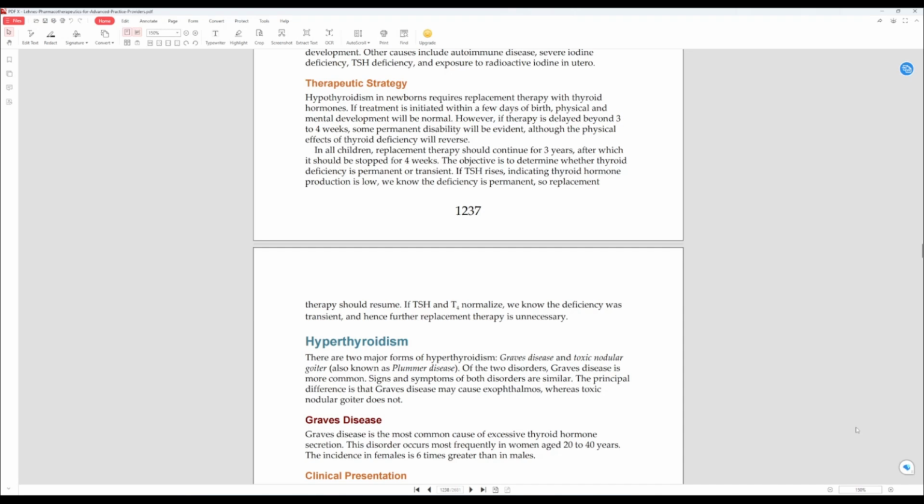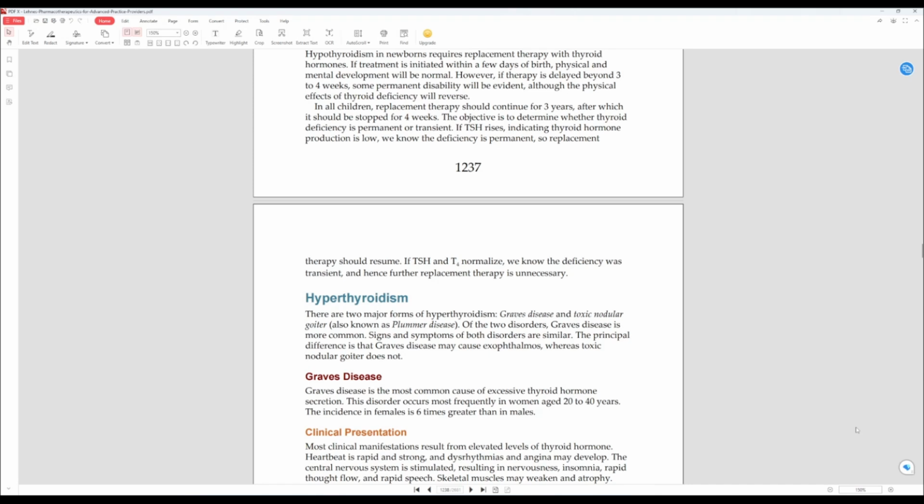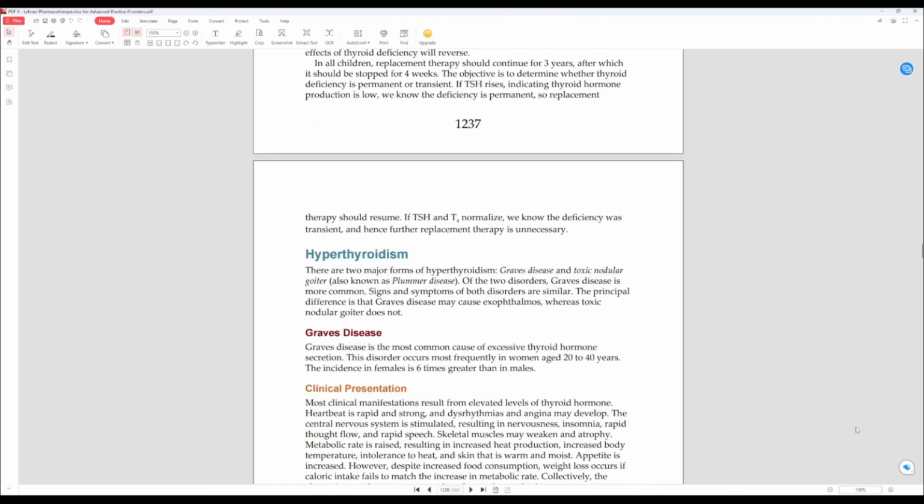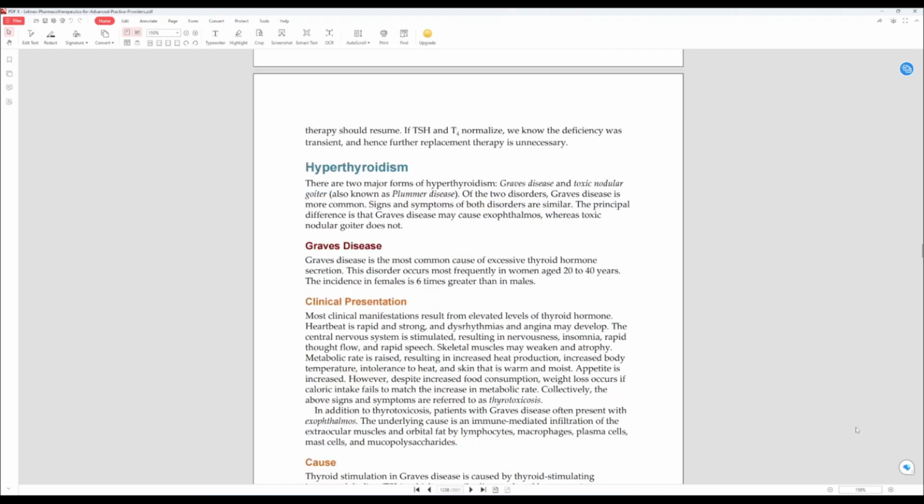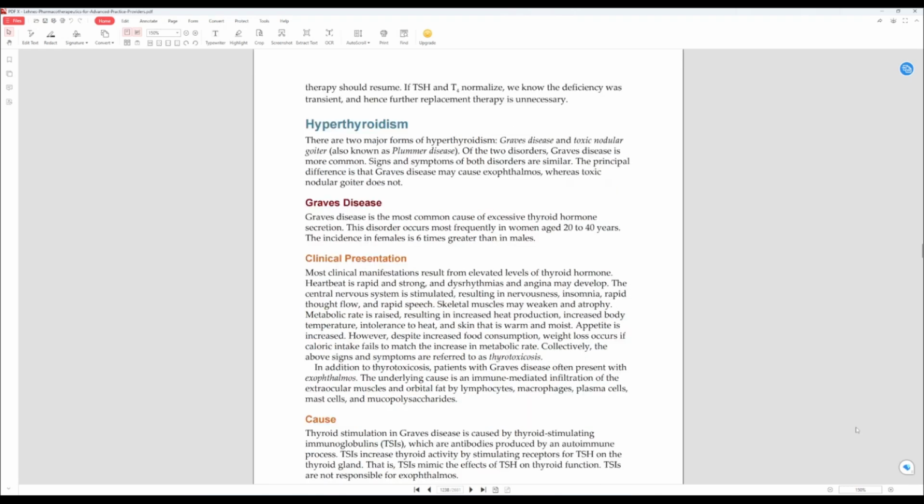In all children, replacement therapy should continue for 3 years, after which it should be stopped for 4 weeks. The objective is to determine whether thyroid deficiency is permanent or transient. If TSH levels rise, indicating thyroid hormone production is low, we know the deficiency is permanent, so replacement therapy should resume. However, if the TSH and T4 begin to normalize, we know that the deficiency was transient, and hence further replacement therapy may not be necessary.